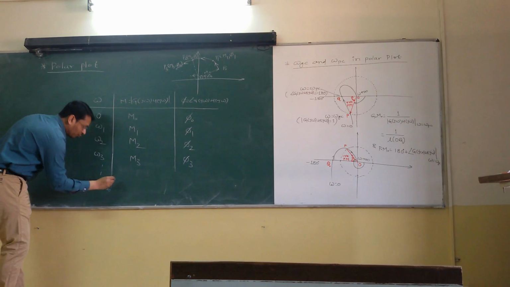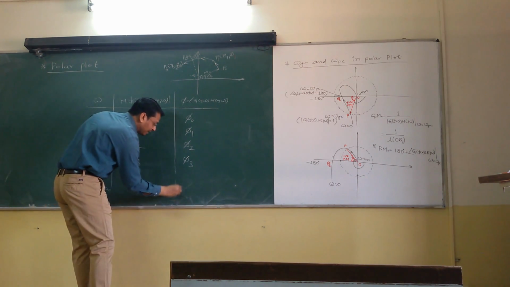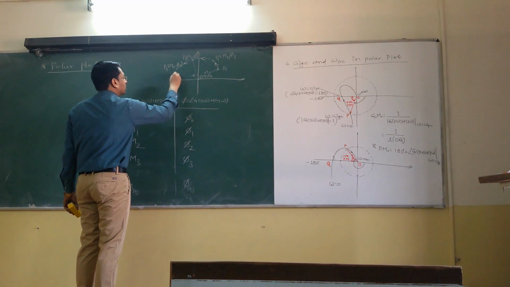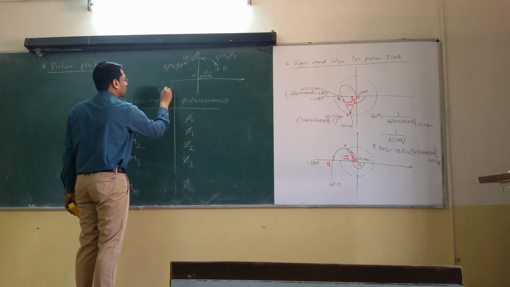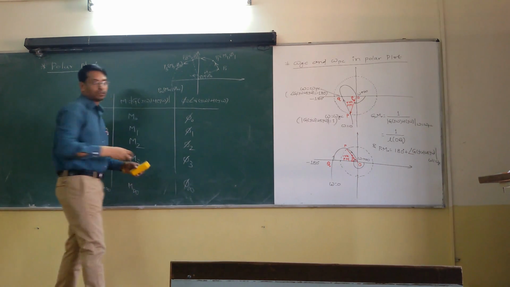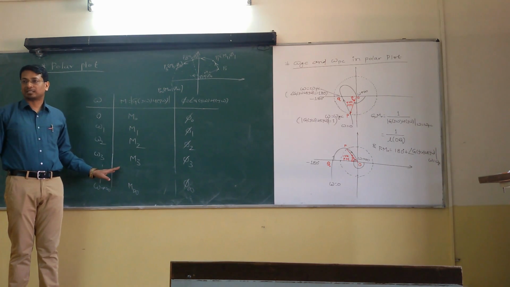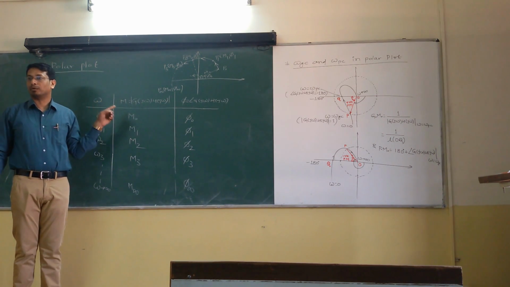where omega tends to infinity, you will get some magnitude m infinity and some angle phi infinity. So suppose somewhere like this, p infinity has m infinity and phi infinity. So if you trace point by point, taking a sufficient number of points such that you can define the nature of the curve, then whatever you get is named the polar plot.